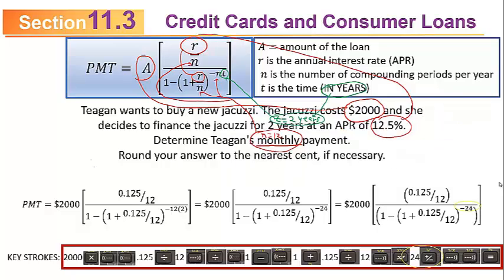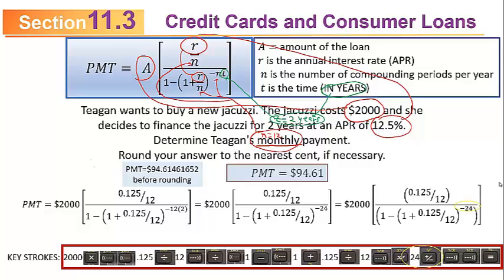And when you do that, you'll end up with, rounding it to the nearest cent, $94.61. So Tegan would have to pay $94.61 a month for 2 years to pay off the $2,000 that she borrowed to buy that new jacuzzi.